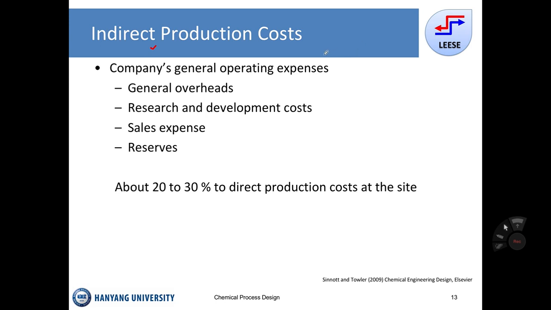The second production cost is categorized as an indirect element. So there are some costs, production or operation costs, indirectly incurred. So some general overhead, maybe R&D development cost, and the sales expense, or maybe you might be keeping some money for the future. These are related with some indirect activity of your production. This is called indirect operation cost, indirect production cost. This is typically about 20 to 30% compared to the direct production cost for the site.